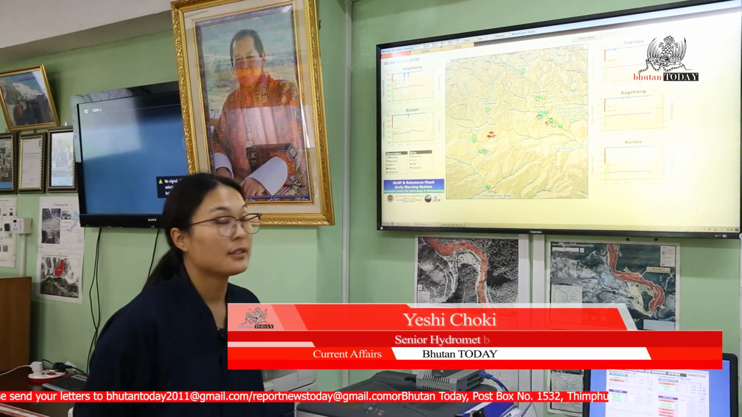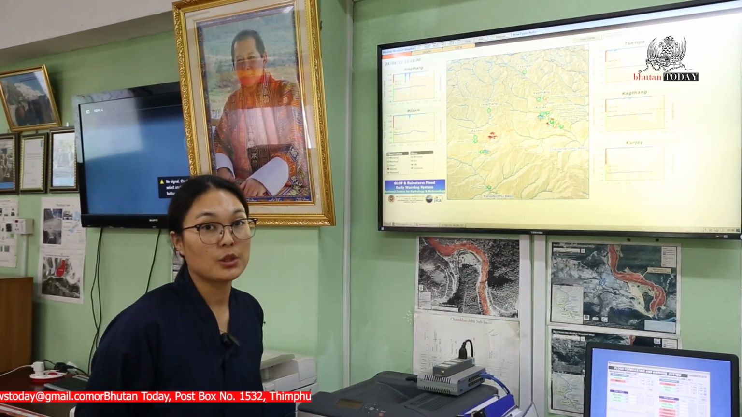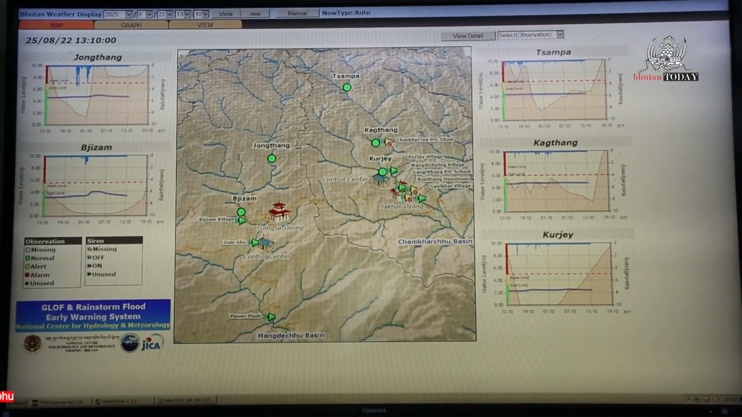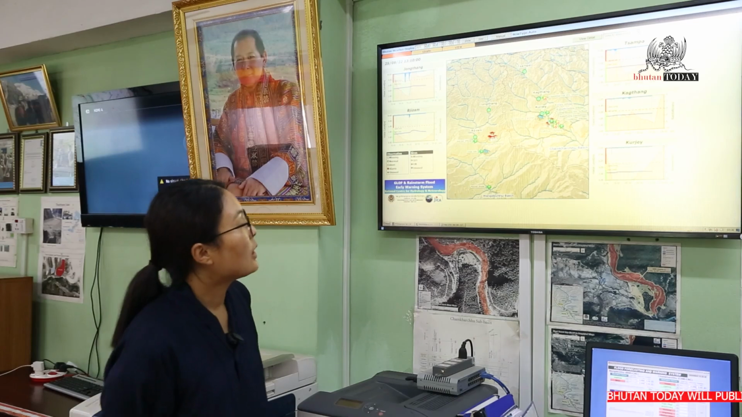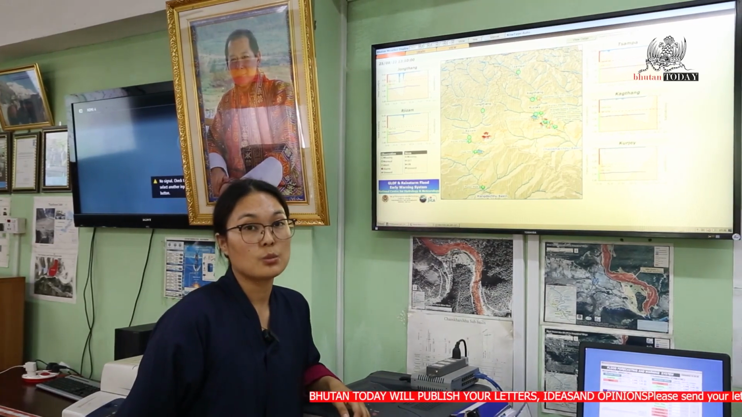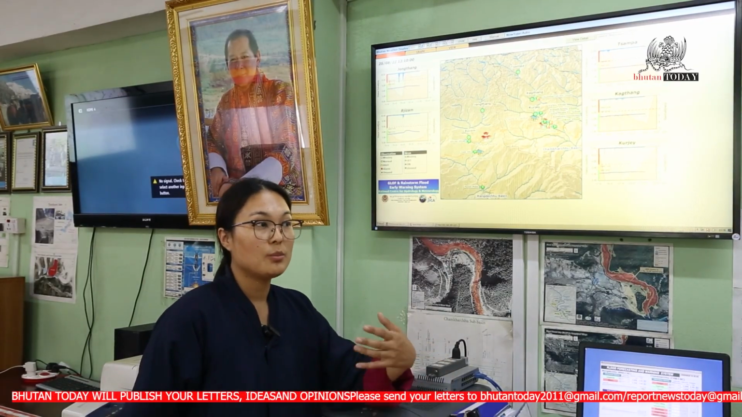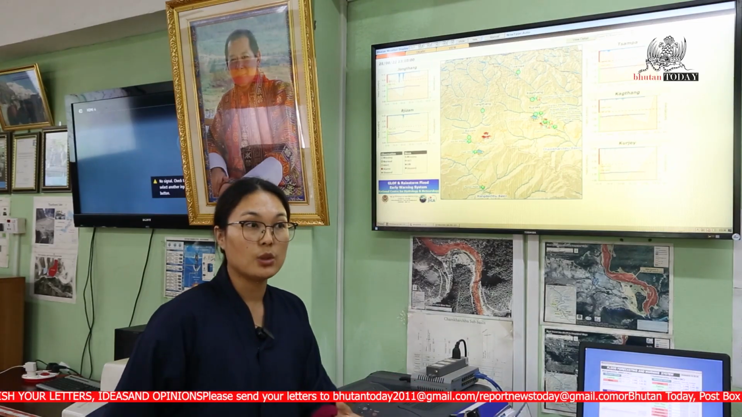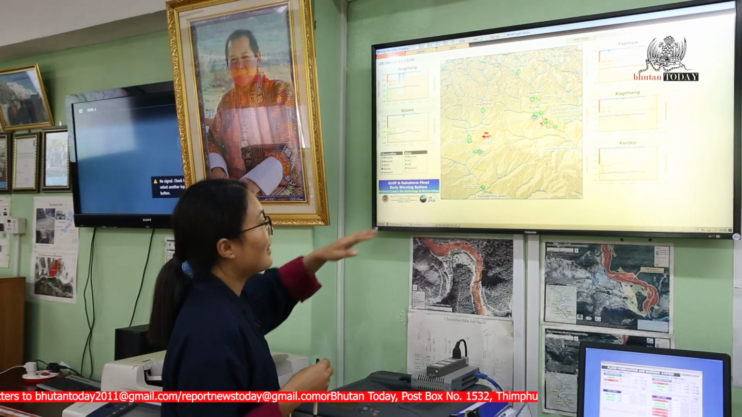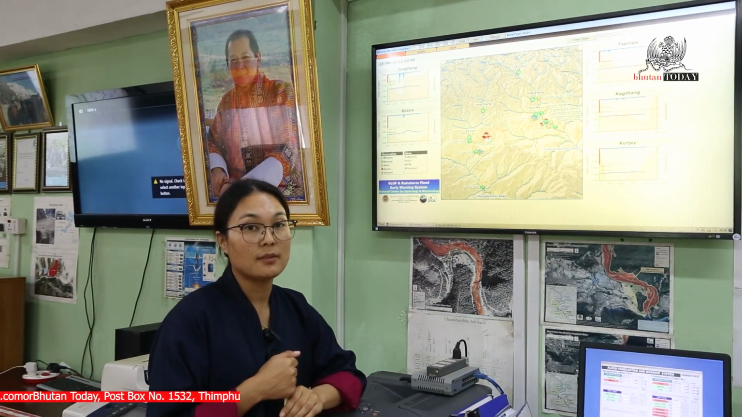For the impending flood risks, NCHM established an early warning system for the Chamkharchhu basin in 2016, and this was supported by JICA. So the early warning system that we currently have in place is a detection and threshold based system, which basically means that the system will only be able to detect a flood if there's a flood. We don't have the capacity to forecast it.